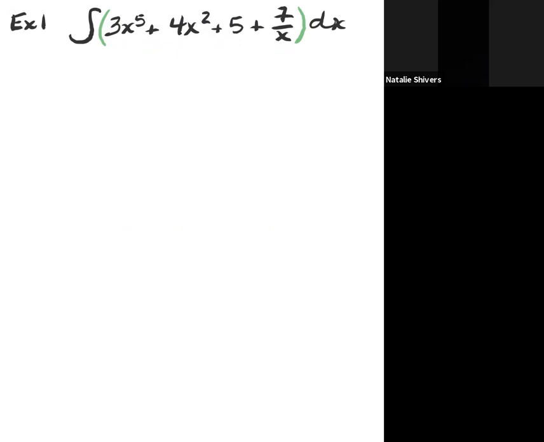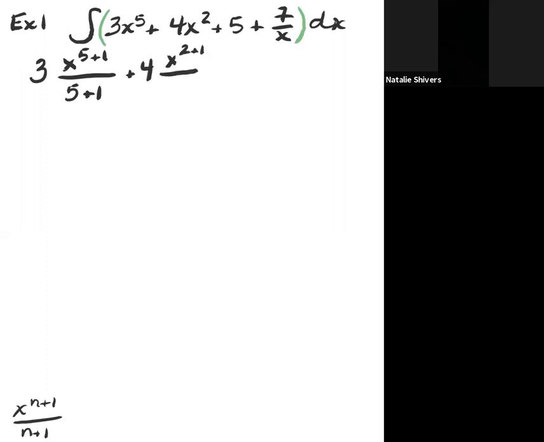Okay, so if we're going to take the rule, write the rule down here in the corner, x to the n plus 1 over n plus 1, that's the first one we're going to use. Okay, and so we get that 3x to the 5 plus 1 over 5 plus 1. So I'm writing it with the rule right now. Plus 4x to the 2 plus 1 over 2 plus 1. Here's one of those shortcuts.